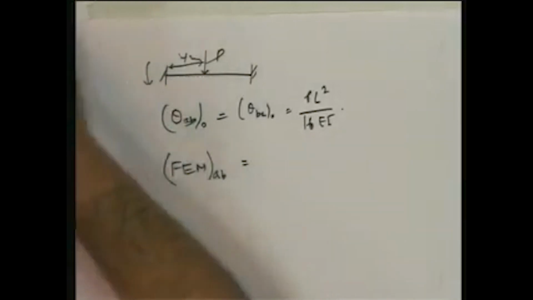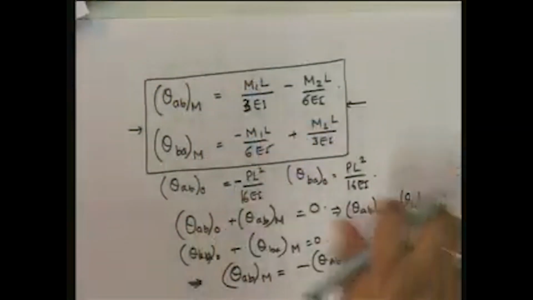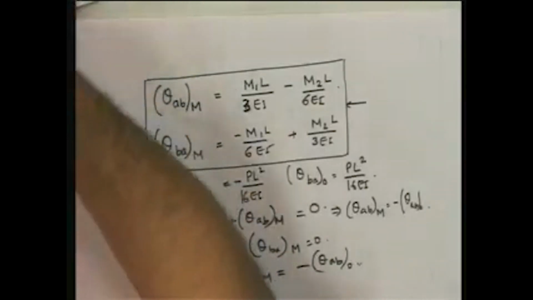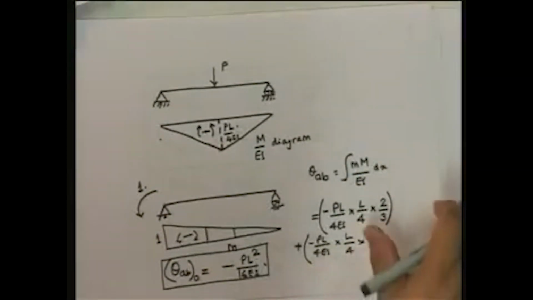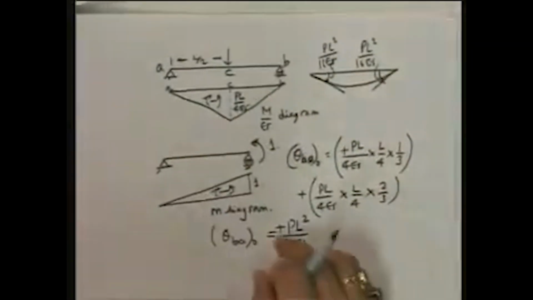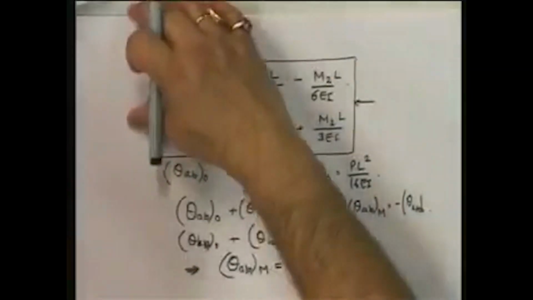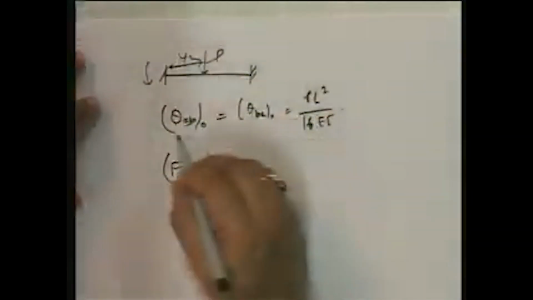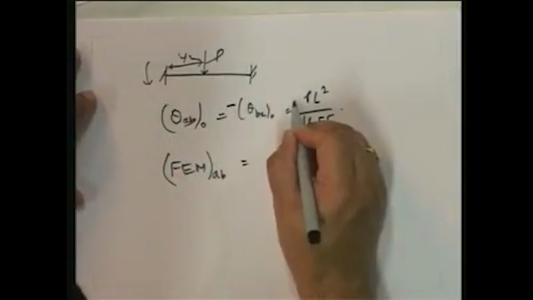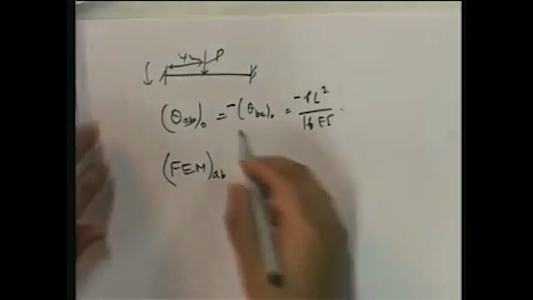by the way, sorry, let's go back. Whenever I rush, I get into trouble. Theta AB was negative. Let's go back. Theta AB was negative of PL squared upon 16 EI, and theta BA was plus PL squared upon 16 EI, so let's put that in, please. So if we go back there, we actually see that theta AB is minus of theta BA, which is minus. Okay, those are the values.